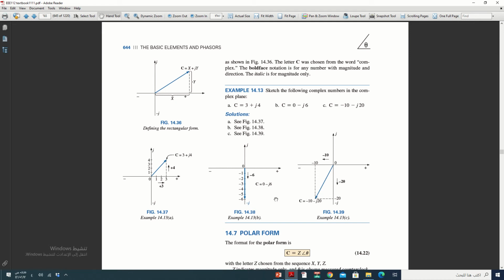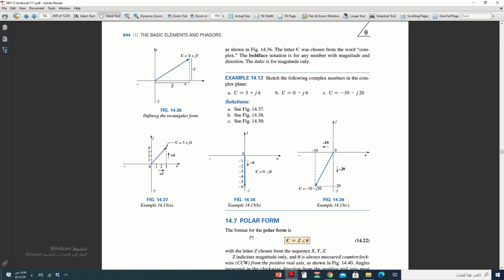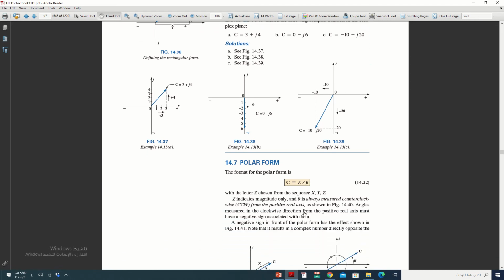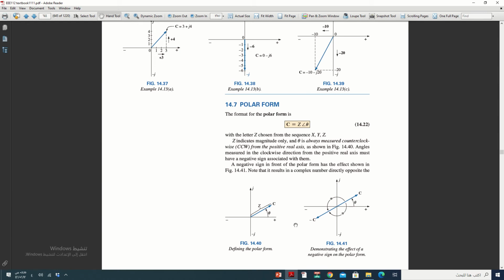We have another form of complex number, which is called polar form. Polar form is written z and theta. You can see here, if you draw a vector, the magnitude is called z, and the angle from 0 to this vector is called theta.